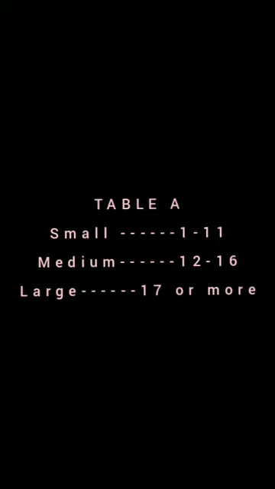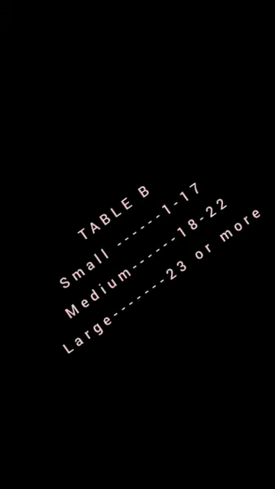In table A, we have here small. It has 1 to 11. The medium is 12 to 16. The large is 17 or more. While in table B, the small has 1 to 17. In medium, we have here 18 to 22. And the large has 23 or more. In order for you to easily identify the following, you just have to memorize the medium classification, because when you know the value of medium, you will automatically know the value of small and large. So let's try the major classifications.